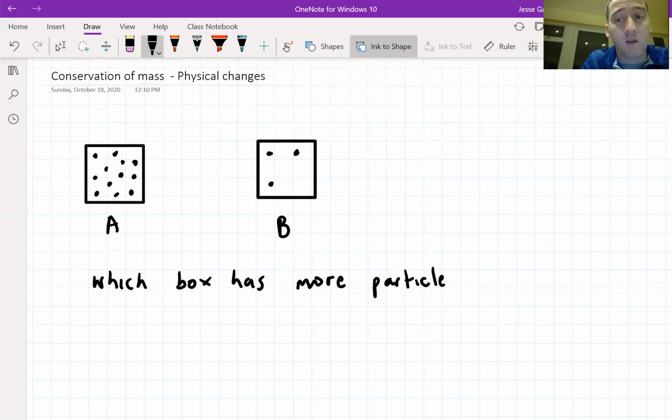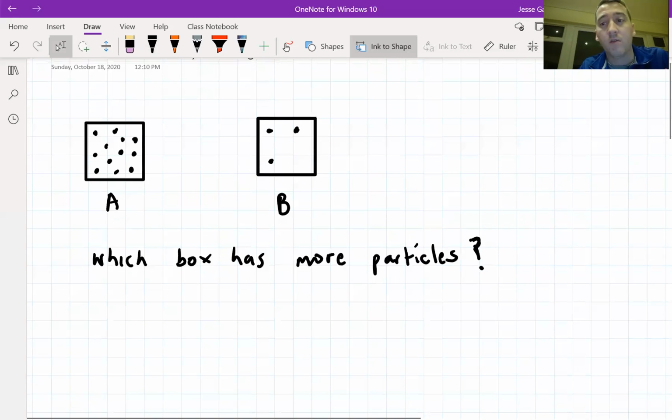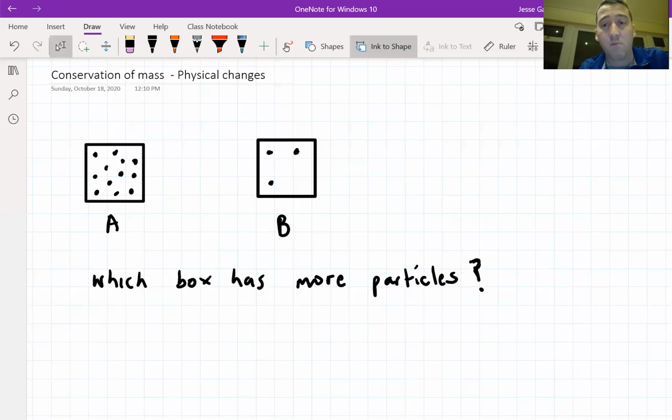This should be easy peasy, but on 3, I want you to speak your answer to the screen. Which box, A or B, has more particles? 1, 2, 3. I'm hoping that you said box A has more particles, and therefore we can conclude that box A has more matter than box B.